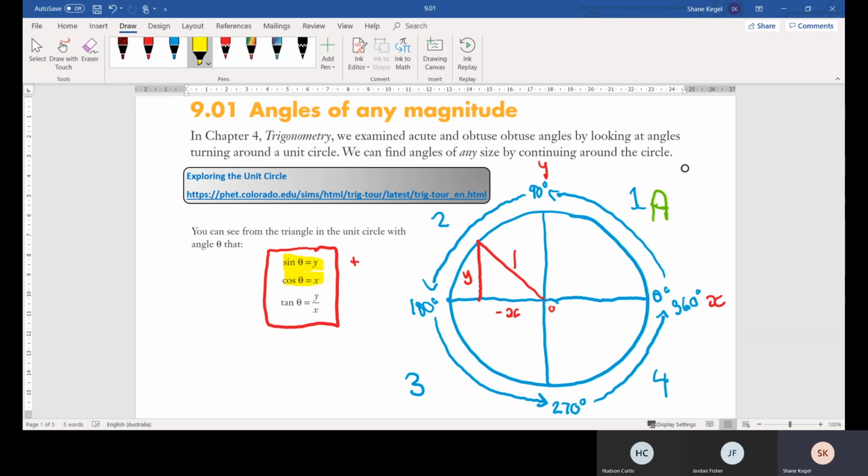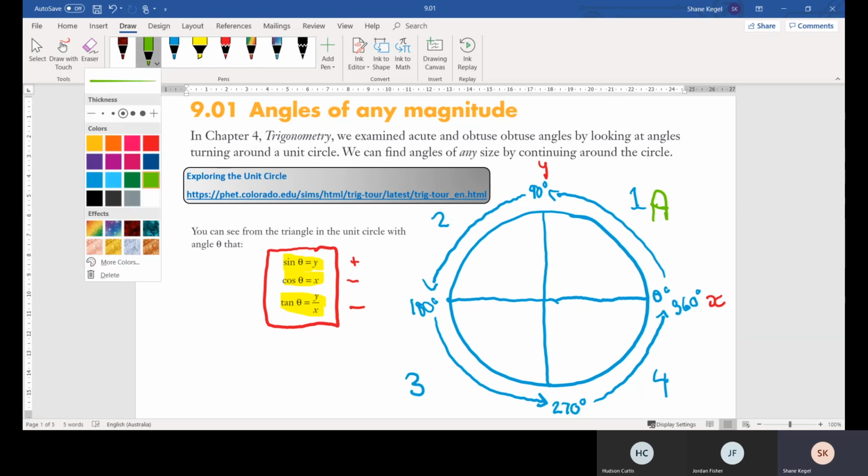Cos equals x. And as you can see, x is negative now. So in the second quadrant, cos would give a negative result. And tan is y on x. So we have a positive divided by a negative, which would give a negative result. So as you can see, the only ratio which is positive in the second quadrant is sine.